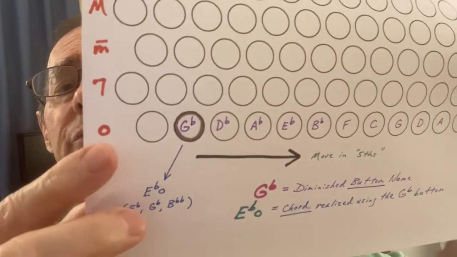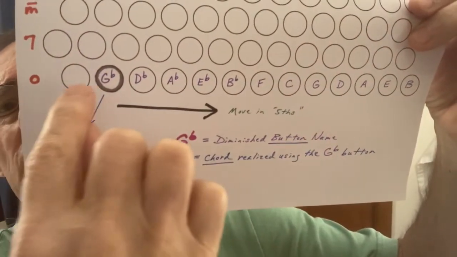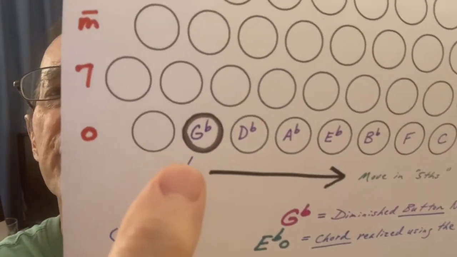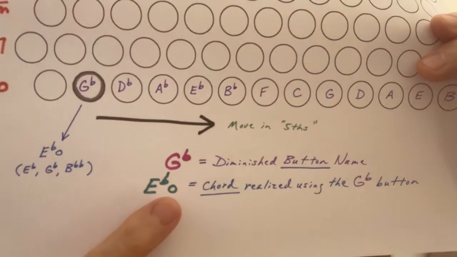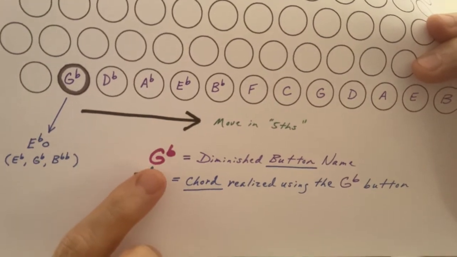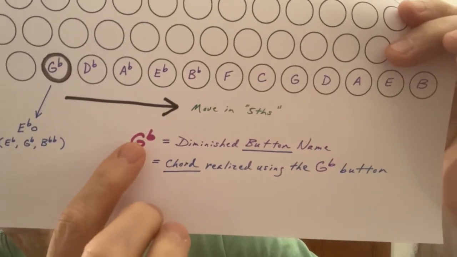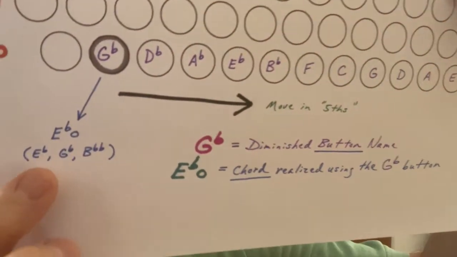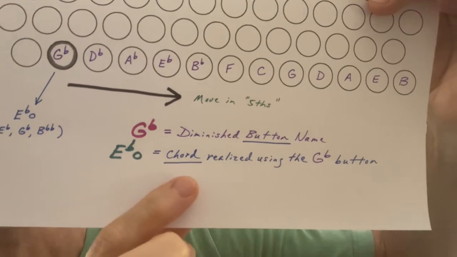The point I tried to make, a very important point, was here's your diminished rank of buttons. These are your diminished buttons. And here's a sample button. It's a G flat. The G flat button is a button that says, hey, it's called G flat, but that is only the diminished button's name. When you press that button, the sounds that come out are the tones of the E flat diminished chord. So E flat diminished is the chord realized using that G flat button.